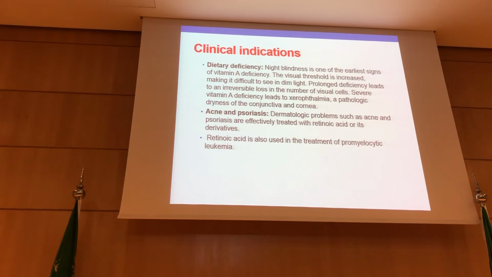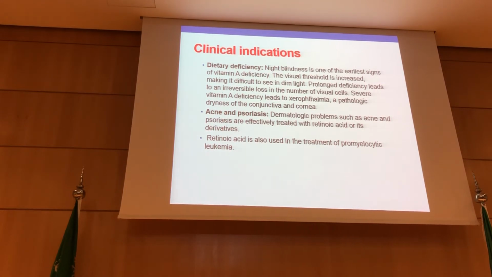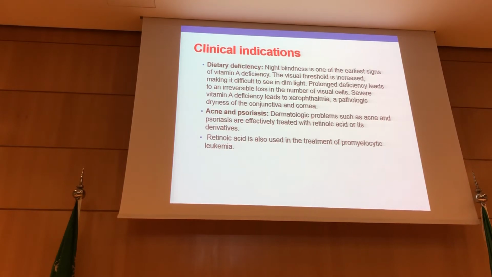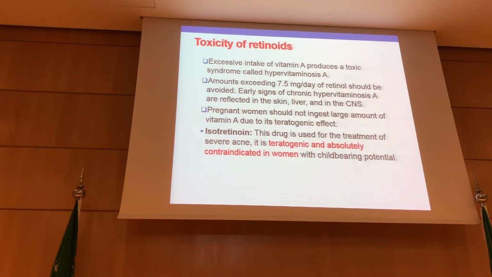Now, severe deficiency will lead to what we call xerophthalmia. Xerophthalmia is a condition of dryness of the cornea and the conjunctiva. Now, acne and psoriasis also are related to deficiency of vitamin A, and that's why we can treat them by giving vitamin A as local treatment. Retinoic acid or tablets: isotretinoin is a tablet that we give for severe acne. Retinoic acid also can be used, as we mentioned before, for the treatment of granulocytic leukemia.